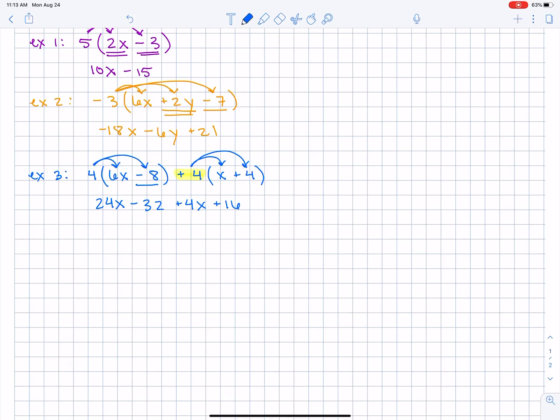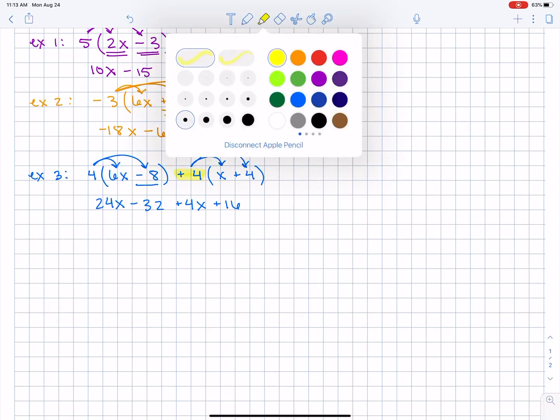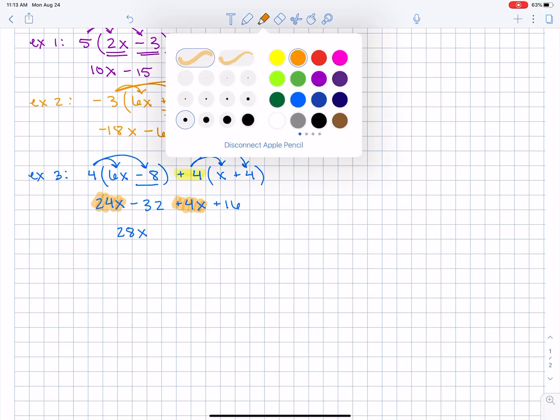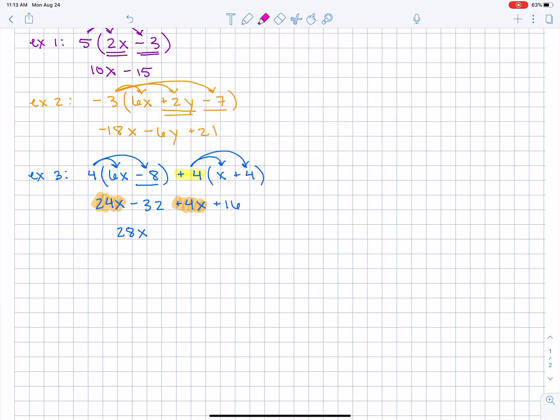All right, now we need to actually combine some like terms. So I'm going to switch over to an orange highlighter. I'm going to highlight all my x's, and I'm going to highlight the symbol in front as well. So I have 24x and a positive 4x. That leaves me with positive 28x. And then let's use pink. I have a negative 32 and a positive 16. A negative 32 and positive 16 leaves me with a negative 16. I can't combine any more terms on that one.